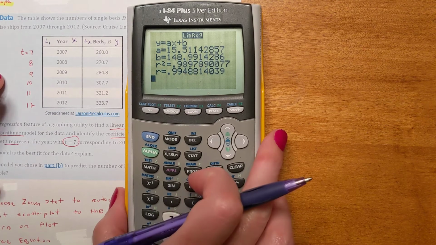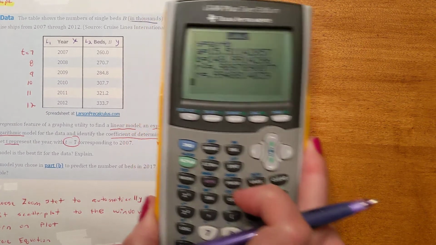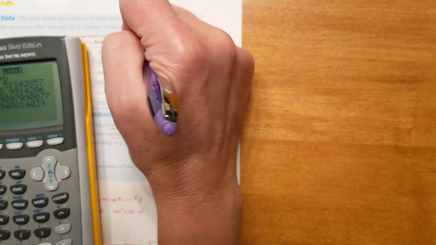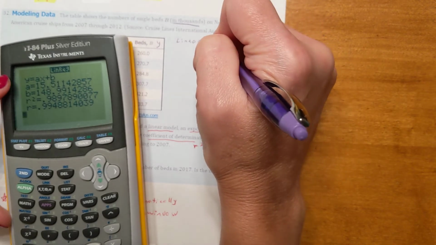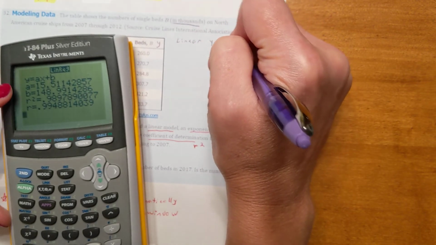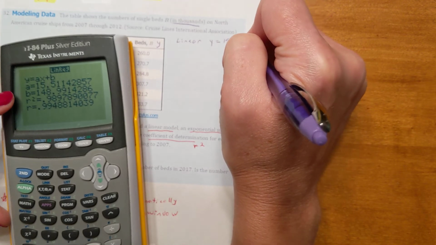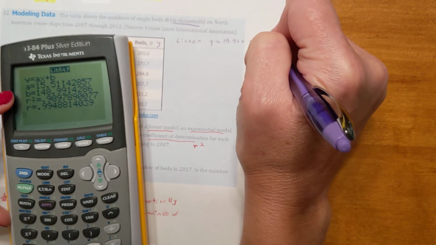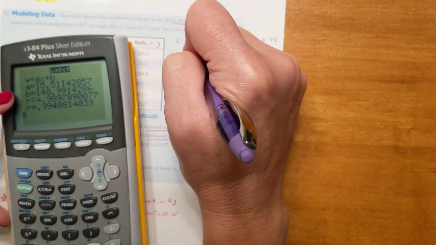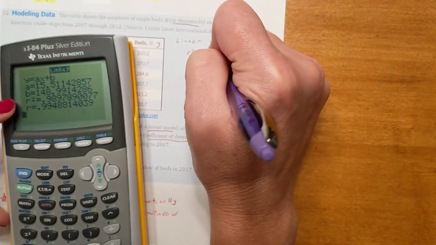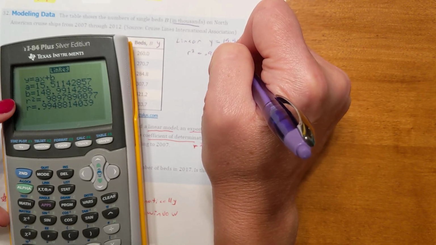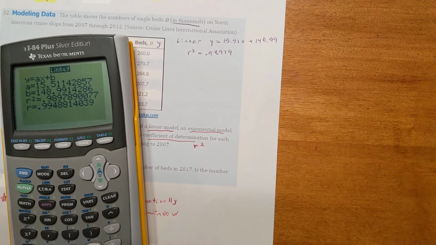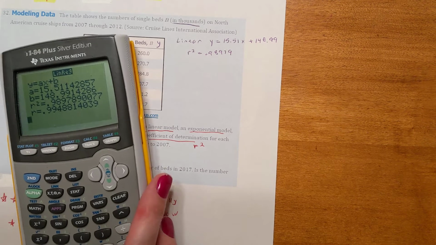So the equation of the line here, so for letter A, they wanted to have a linear model. The linear model gave us y equals A, 15.51 times x, and then plus B, 148.99. And the r squared value is 0.9897. Well, let's take it out one more place. So 9. So 5 numbers out. So that's easy, and that's really all you needed to do.